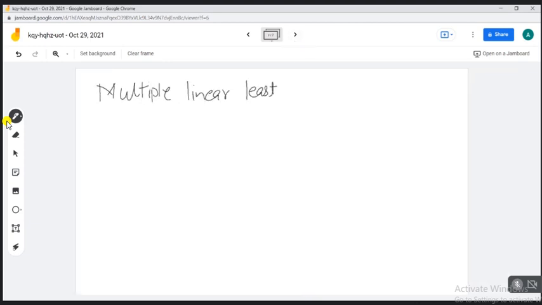So where was I? I was going to discuss multiple linear least squares. So suppose we have a three-dimensional or n-dimensional data set. We are going to work with three-dimensional for now. Suppose we have more than two dimensions, like a three-dimensional data set xi, yi, zi, where i belongs to some index set. This index set is finite.